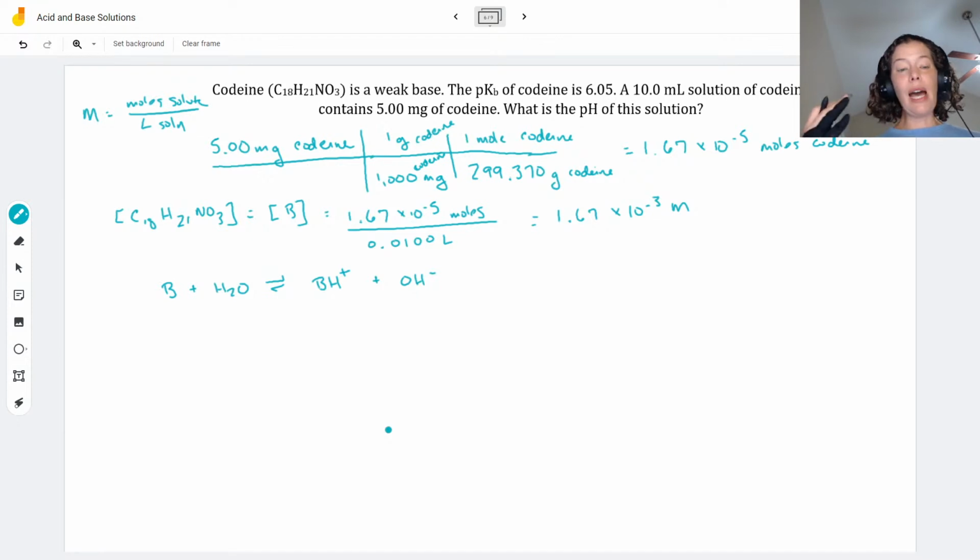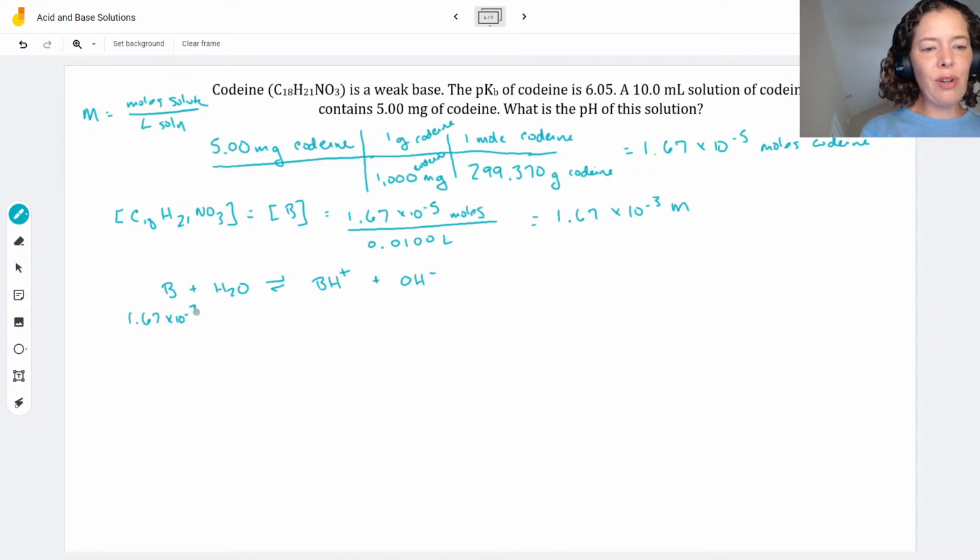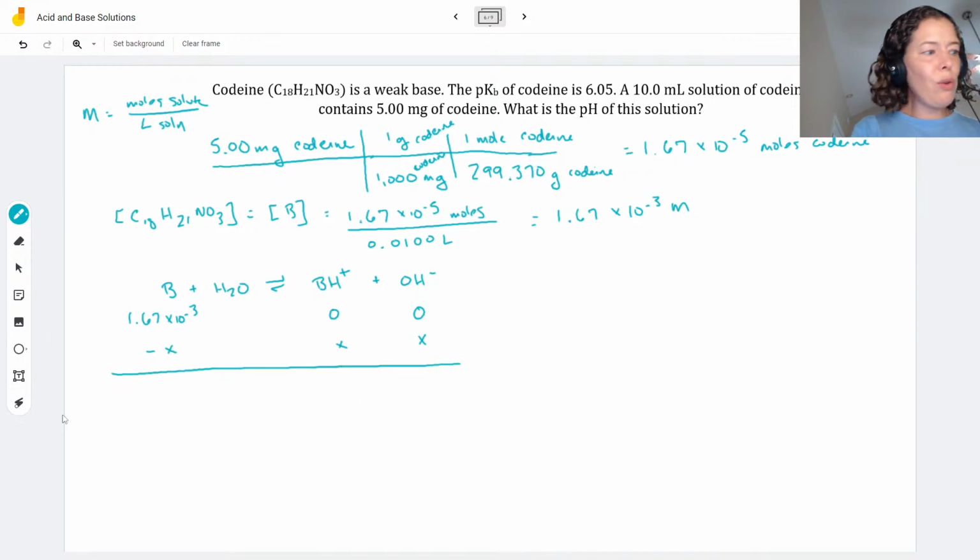Okay, so now I'm ready to actually plug numbers into my ICE table. I'm going to take my concentration of my codeine, my base, 1.67 times 10 to the negative third. Again, just like when we did our acids, you can keep the water column totally blank. That's not a problem. Of course, initially I don't have any product, which makes it really easy. You know which way the equilibrium is going to go. You don't have to bother with calculating Q and figuring any of that out. And now I'm just adding my columns here. 10 to the negative 3, that is going to be minus x. This is x. This is x.